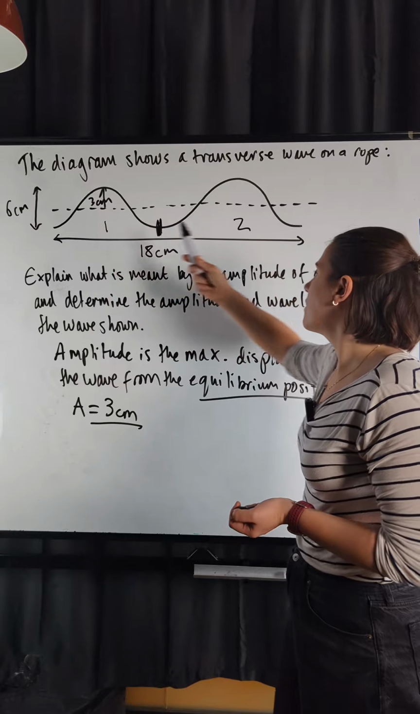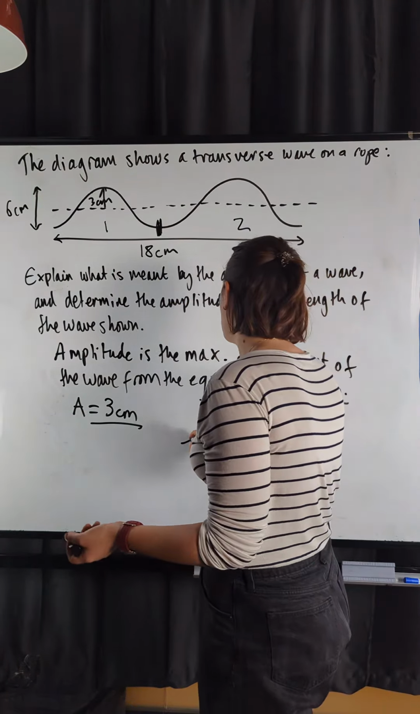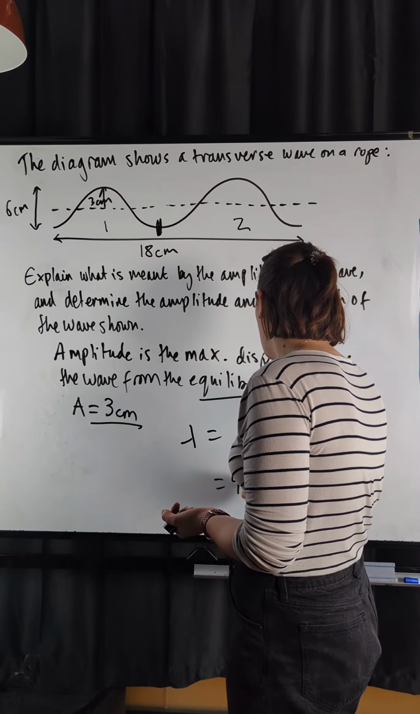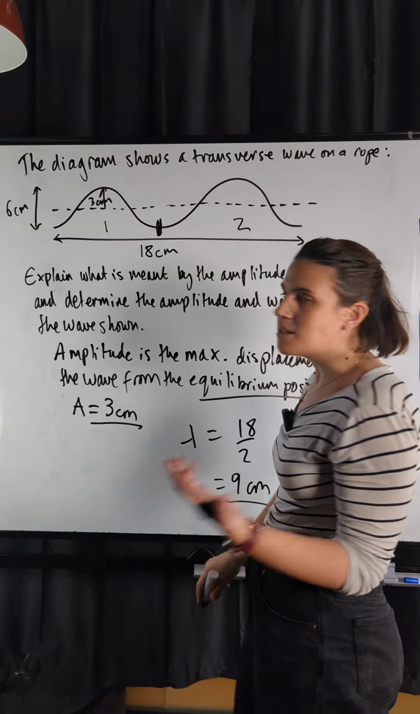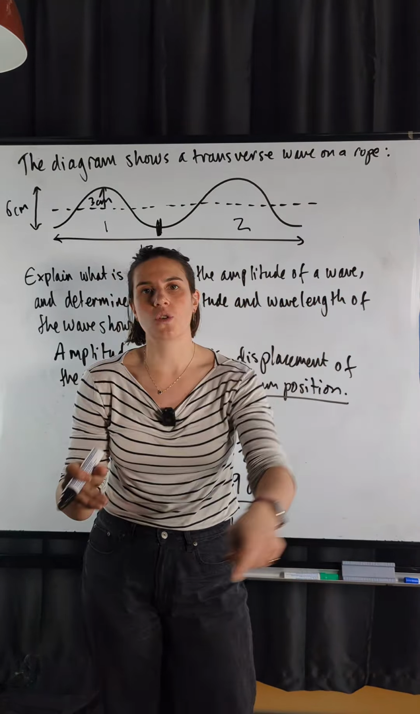I'm told the length of 2 waves is 18 centimetres. So the length of one wave would be 18 divided by 2, so 9 centimetres. And there you go. That's amplitude and wavelength, bosh, sorted.